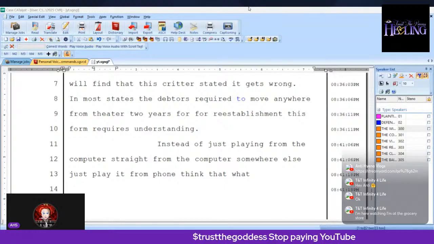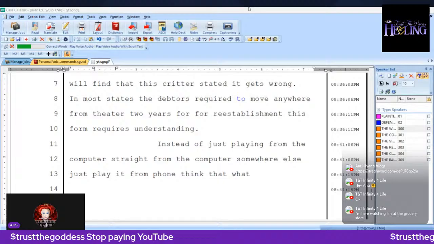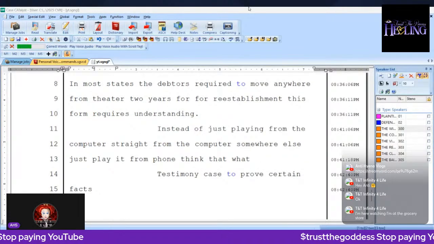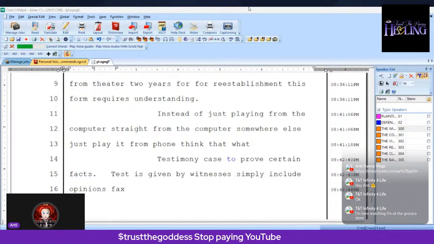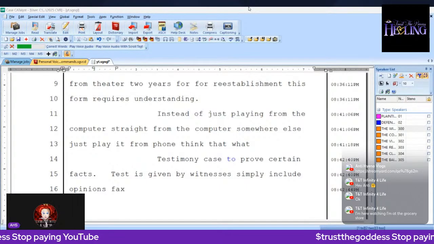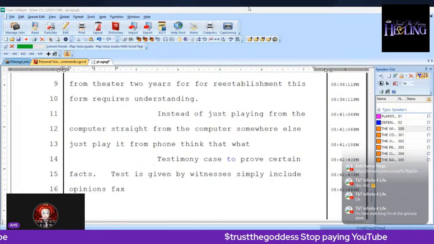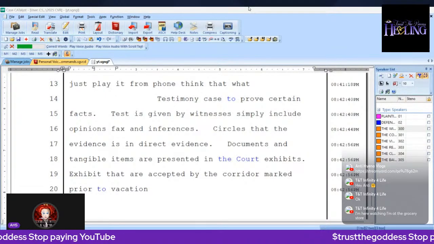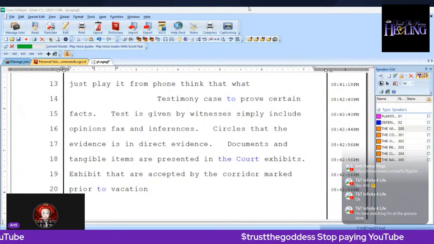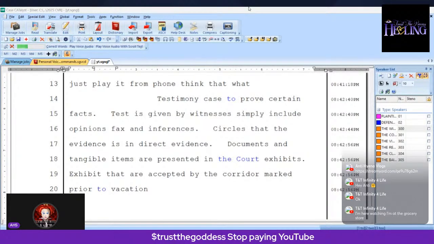Testimony and exhibits are introduced in a case to prove certain facts. Testimony is given by witnesses and may include opinions, facts, and inferences. Circumstantial evidence is indirect evidence. Documents and tangible items are presented in the court as exhibits. Exhibits that are accepted by the court are marked for identification and may be received in evidence. Hearsay evidence may be permitted in court. At the close of the case, counsel may give closing arguments. The jury charge is given to the jury by the judge. The jury must then examine and weigh the evidence that was presented in the case.